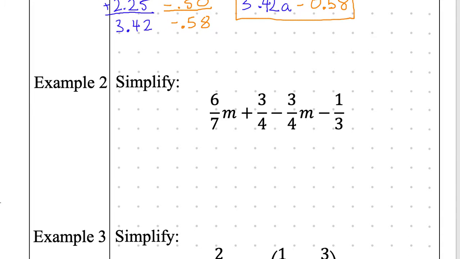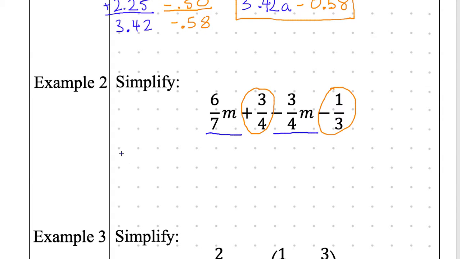Example number 2. Now we have fractions. So let's go ahead and find like terms. I have 6/7 m, and I have negative 3/4 m. Those are my like terms. I also have positive 3/4 is my constant, negative 1/3 is another constant. So I now somehow need to combine 6/7 m with 3/4 m.